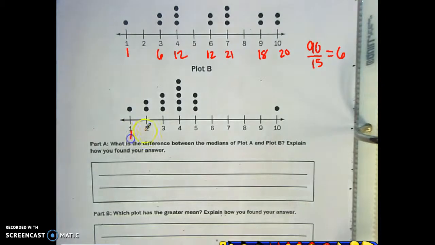For plot B, that's 1, 4, 3, 6, 9, 4, 8, 12, 16, 20, 5, 10, 15, 10. Add those all together. 1 plus 4 plus 9 plus 20 plus 15 plus 10 is 59. When you divide that by 15, it rounds to 4. The plot that has the greater mean is plot A. I added the numbers together and divided by how many numbers there were to find the average.